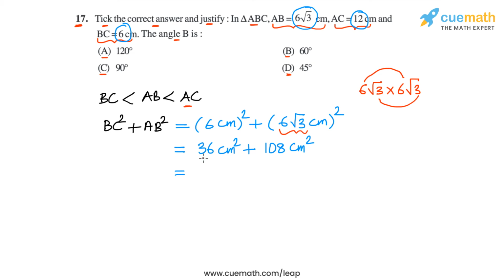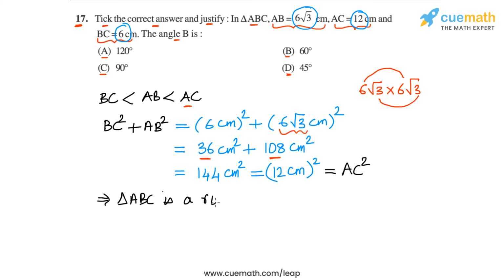And now we have 36 plus 108, which is 144. So we get 144 centimeter square, which is the square of 12 centimeter. And we see that 12 centimeter is the length of AC. So this is basically equal to AC square. So we have obtained the conclusion that the 3 lengths do satisfy the Pythagoras theorem. And this means that triangle ABC is a right angled triangle or a right triangle.